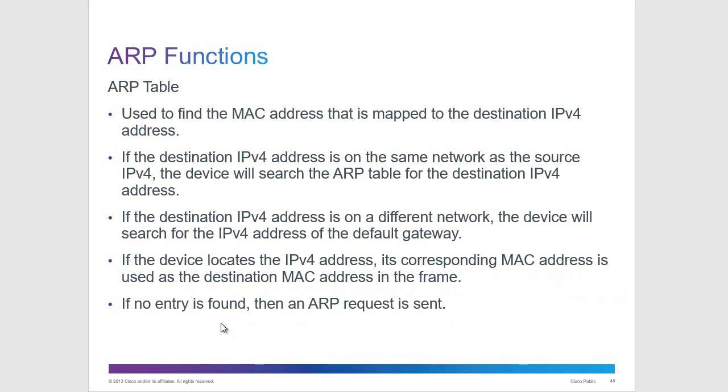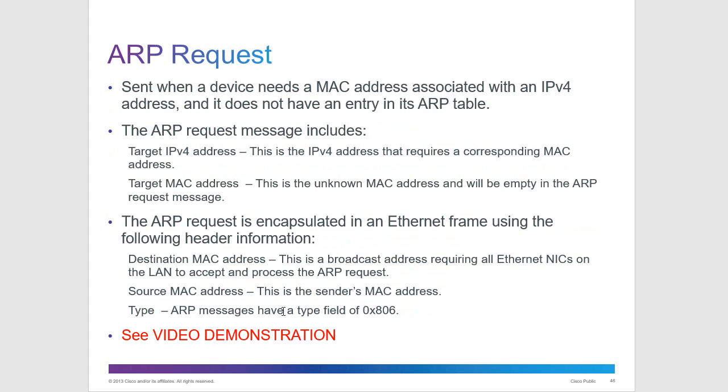If no entry is found after looking up in the ARP table for either the device on the same network or the default gateway, then an ARP request is sent. So you could be sending an ARP request to either find the destination device on your same network or your default gateway's MAC address. Okay.